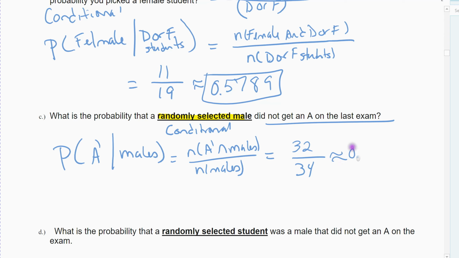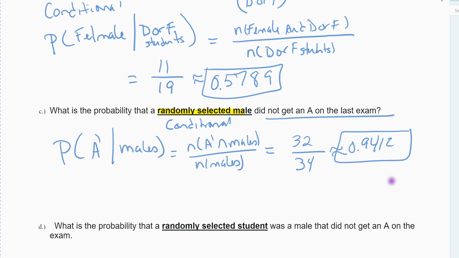And then find the probability, which is, again, fairly high probability. 94% chance. Alright, 0.9412. So if I'm picking from the male group, given that's where I'm selecting from, so that's conditional. Out of the 34 male students, I pick a student, I've got a 94% chance that they did not get an A on the exam.